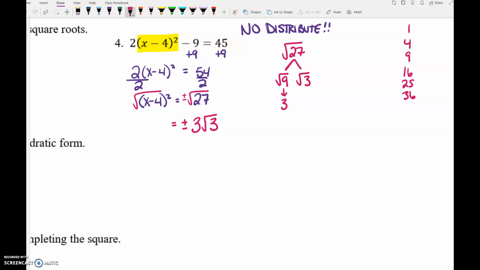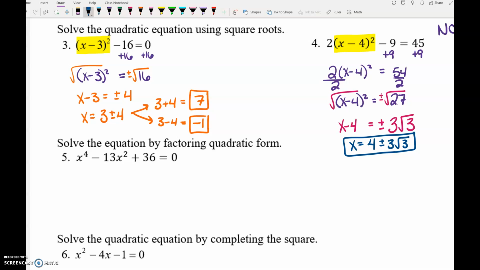There's a plus minus in front of it, and we have x minus 4 on the other side. Add 4 to both sides, and stick the 4 in front of the plus minus, and that is your final answer. Now technically this means 4 plus 3 square root of 3 and 4 minus 3 square root of 3. But that one's multiple choice, so you'd be able to pick that answer out of the lineup.